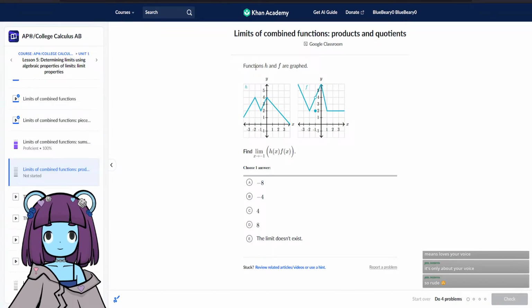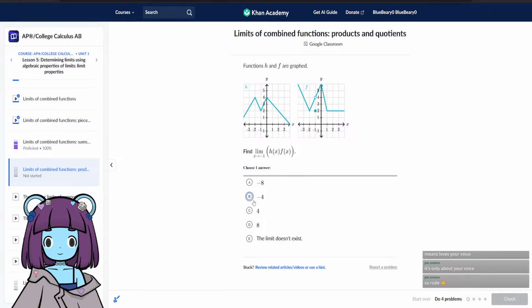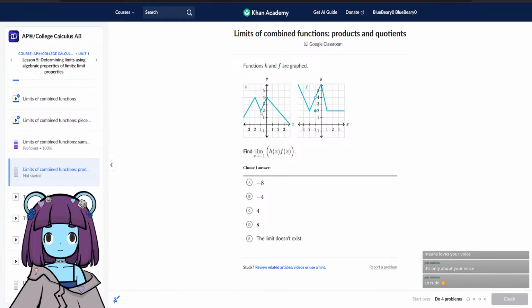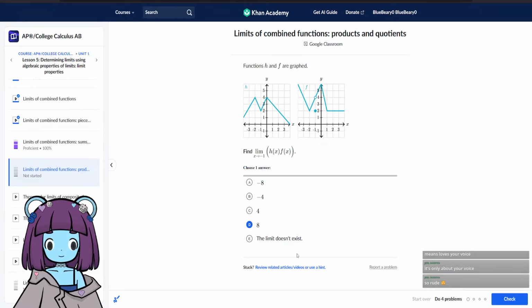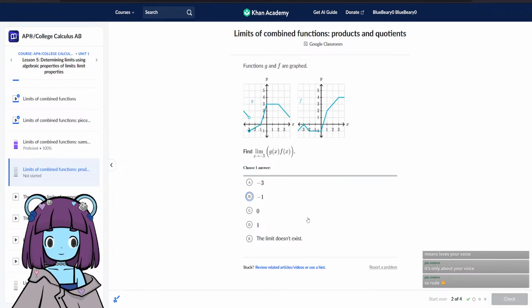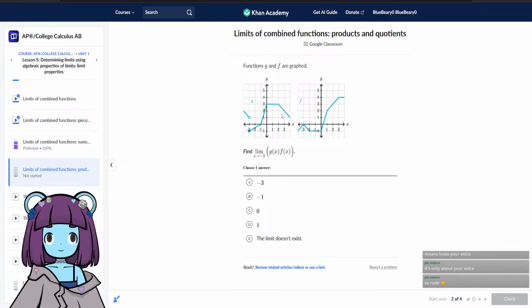See, the functions h and f are graphed. We find the limits as it approaches -1 from both sides. So here, that's 2 for h of x. This equals 2, and then this side equals 4, so that should be 8. Yeah! Next question.